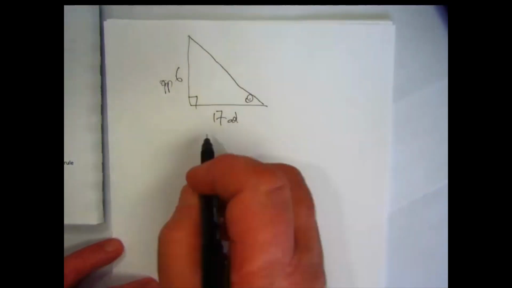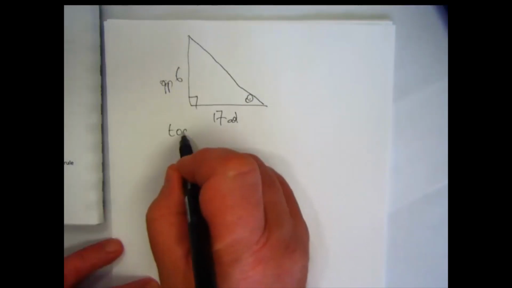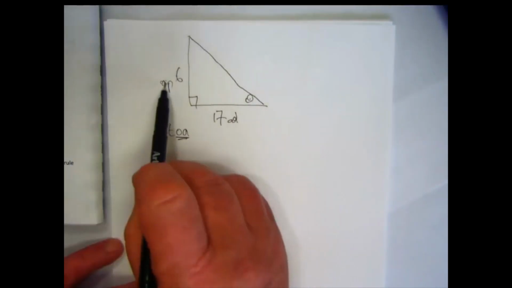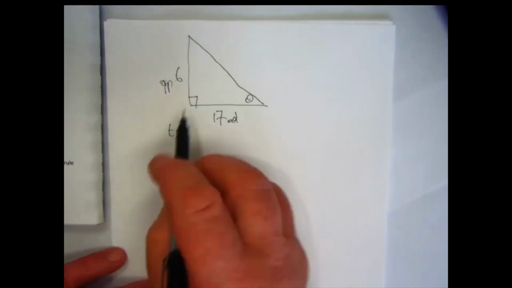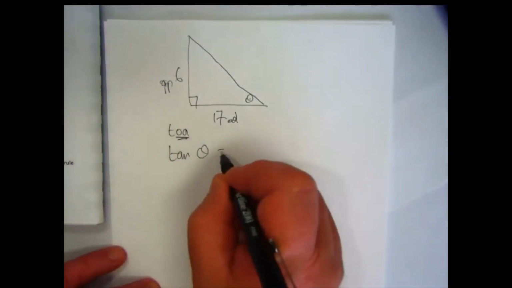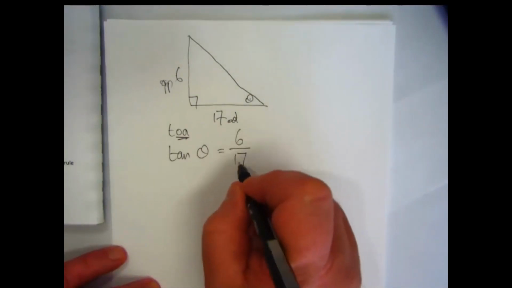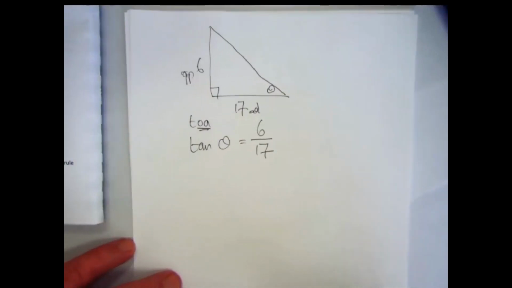Okay, so SOHCAHTOA, T-O-A, O and A, so I want the tangent. So now from that I write down this. Tan theta equals opposite over adjacent, and that will fit with the data.